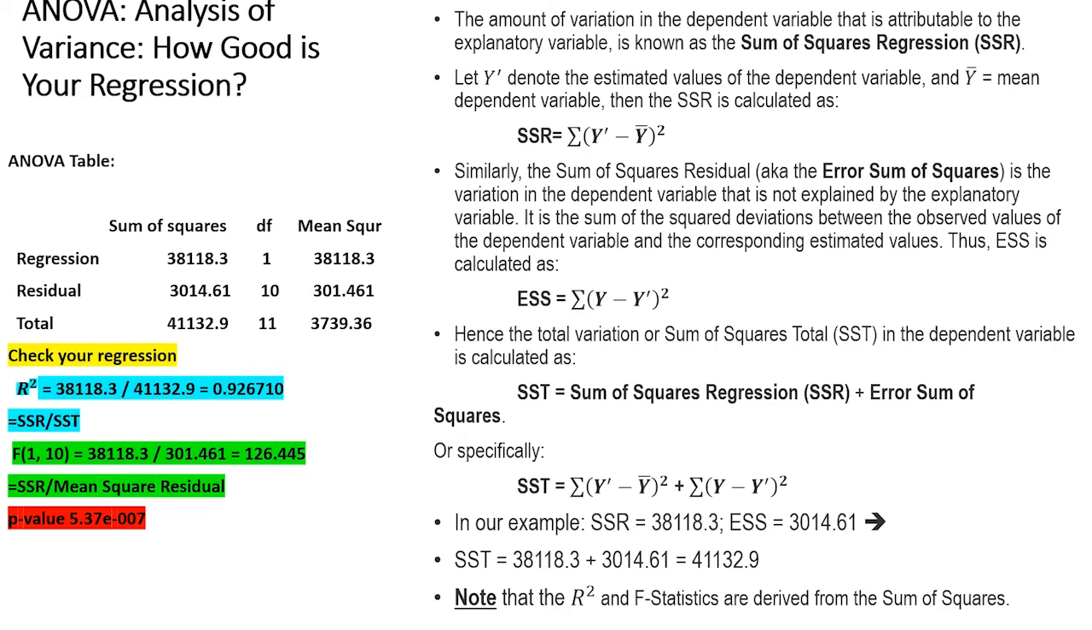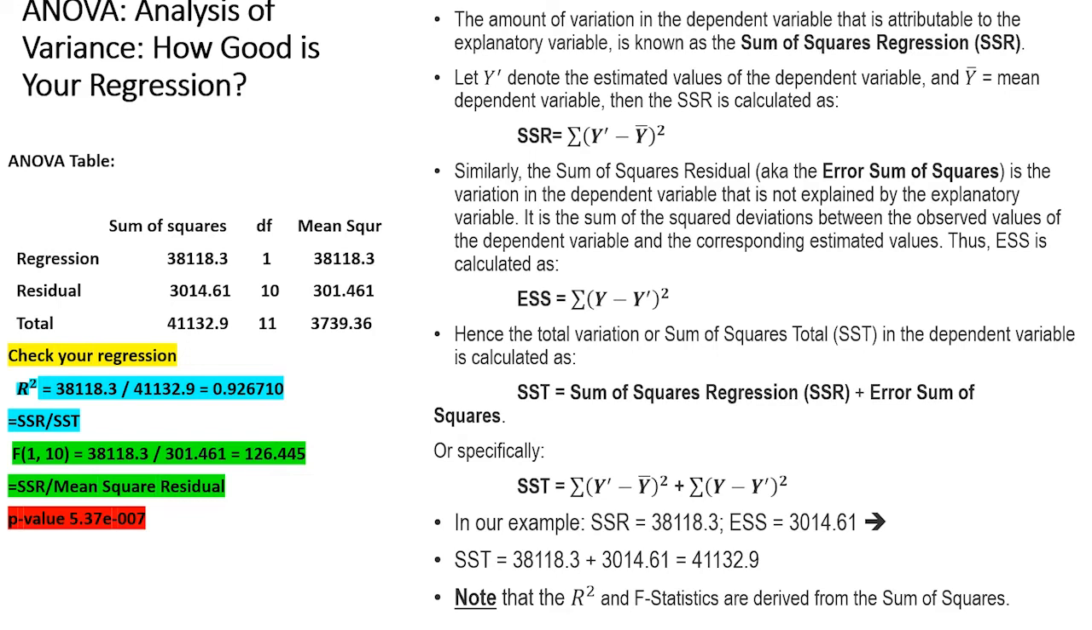Okay. So how do we find that? The sum of the squared deviation between the observed values, the actual values of the dependent variable, and the corresponding estimated values. So the error sum of squares is calculated as the sum of (y minus y prime) squared. Remember y prime was the estimated values, and y is the actual value. You take the difference, and you square, of course, the difference.